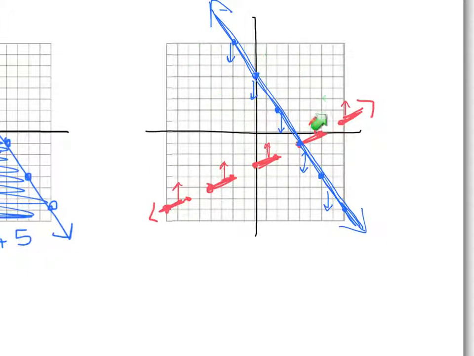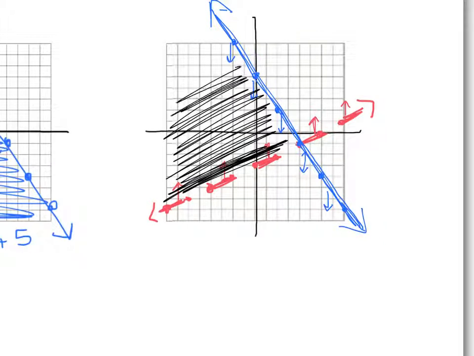Over here, that would only be red, so we don't want that. Down here would only be blue. We don't want that. That would be nothing. So we only want this area where both the graphs would be shaded.